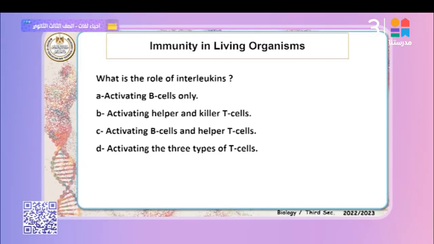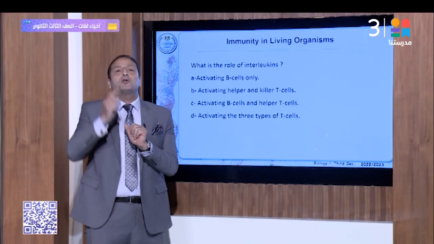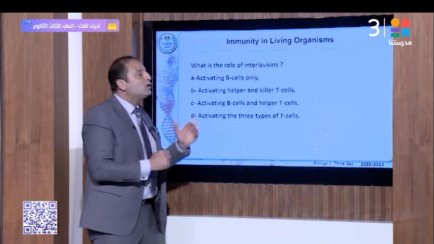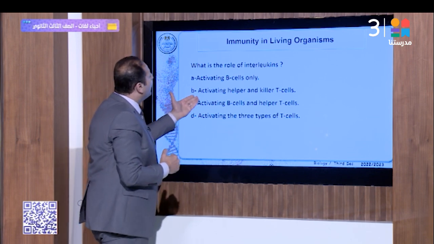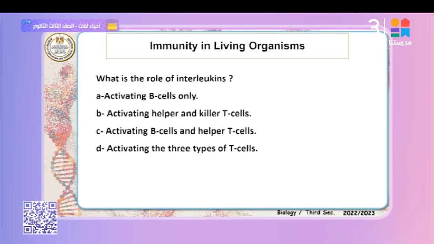Returning again to the question, what is the role of interleukin? I explained it in this lesson. Interleukins activate both helper T cells, TH, and B cells, in both humoral immunity and cellular immunity. So the best answer is activating B cells and helper T cells. C is the best answer. What is the role of interleukins? Activating B cells only, activating helper and killer T cells, activating B cells and helper cells. The best answer is C. That's right.